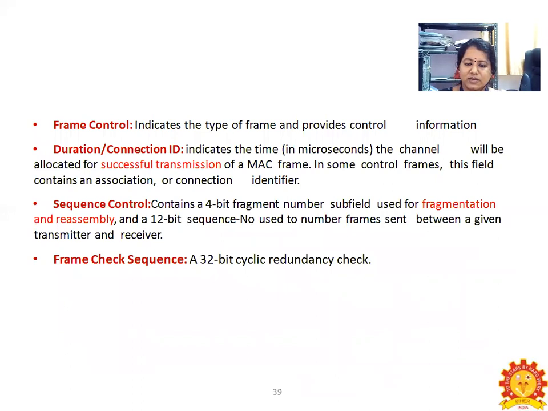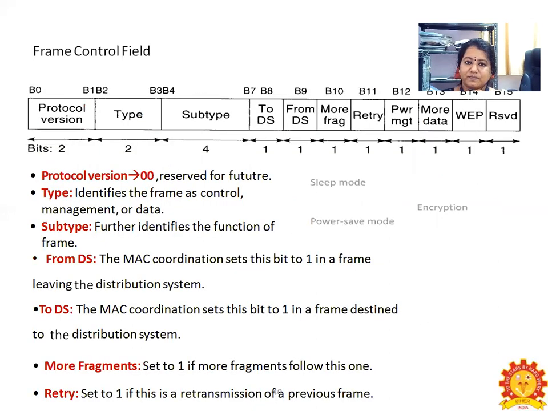The sequence control contains a 4-bit fragment number subtype used for fragmentation and reassembly, and the 12-bit sequence number used for numbering frames sent between a given transmitter and receiver. The frame check sequence is a 32-bit cyclic redundancy check.